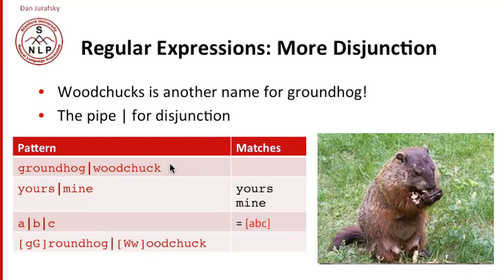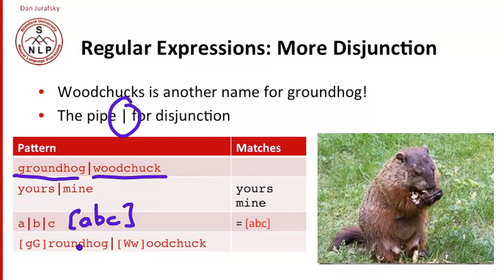Another kind of disjunction, which can be used for longer strings, is the pipe symbol, sometimes called or pipe, or just disjunction. So groundhog or woodchuck will mean either the string groundhog or the string woodchuck. So we can use the pipe symbol sometimes for the same thing as the square bracket. So A pipe B pipe C is the same as square bracket ABC.